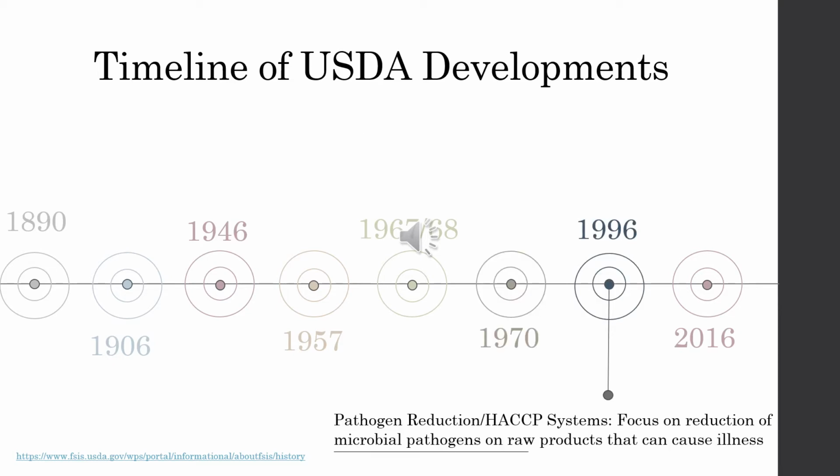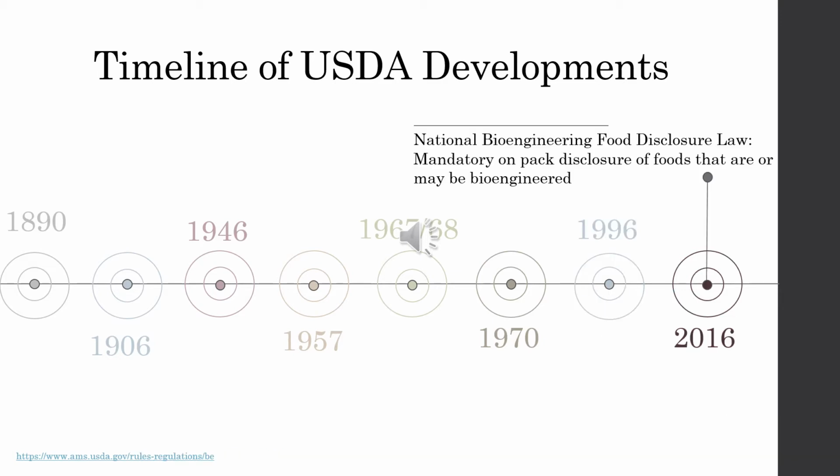After a tragic outbreak of foodborne illness on the west coast of the United States, USDA took action in 1996 and introduced the Pathogen Reduction HACCP systems. This focused on the reduction of microbial pathogens on raw products that can cause illness. Finally, in 2016, the USDA issued the National Bioengineering Food Disclosure Law. This is mandatory on-pack disclosure of foods that are or may be bioengineered.